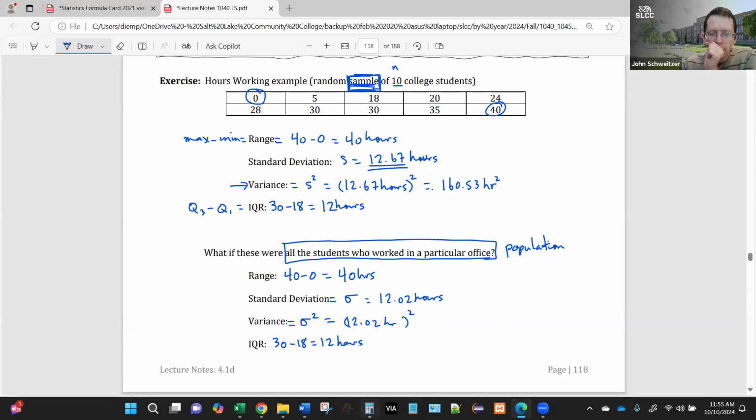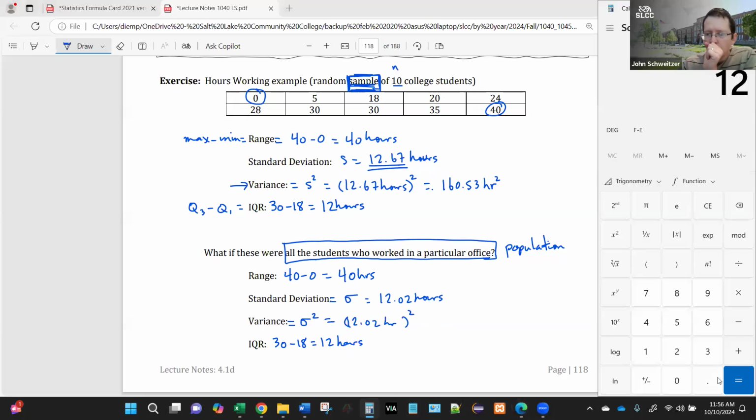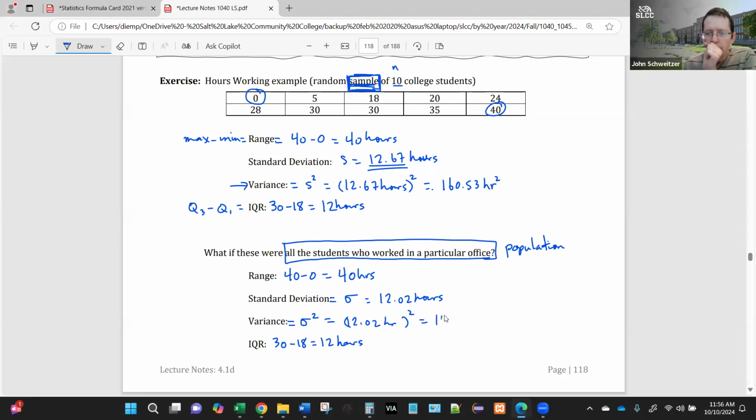12.02 squared is going to be 144.4 square hours. Again, variance has an awkward interpretation, but you can think of it as a number that quantifies how spread out the data are. Like I said before, I won't test you on variance. You might not even see it in the homework. It's just something we wanted to mention to you for those who take more stats classes in the future.